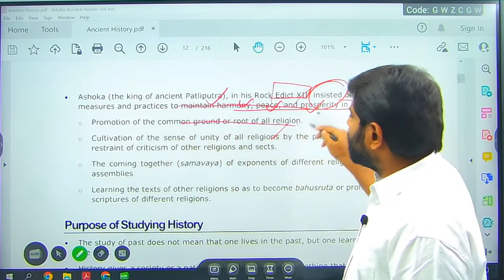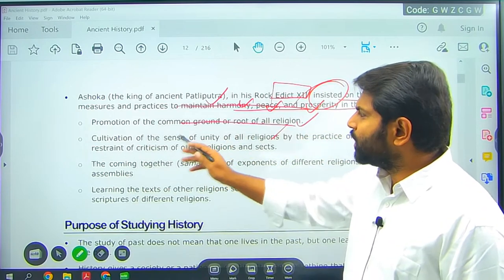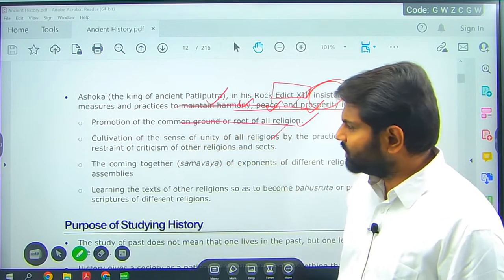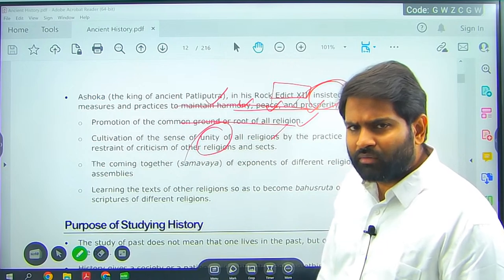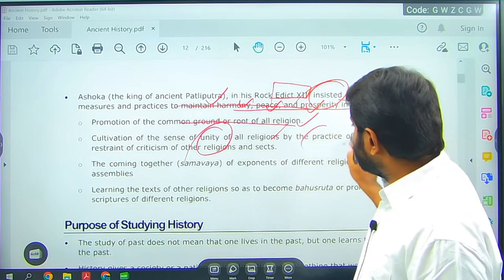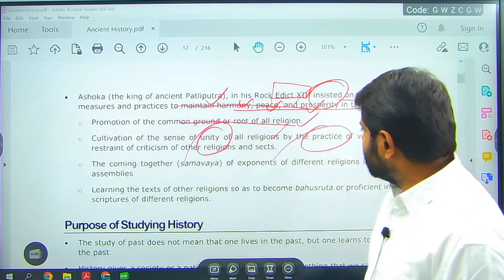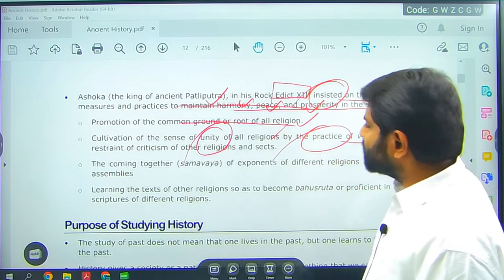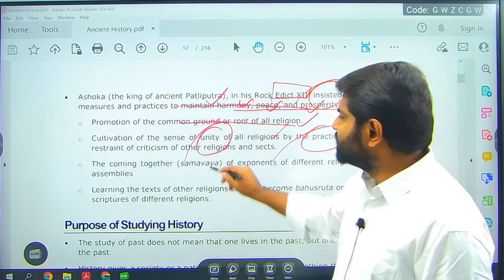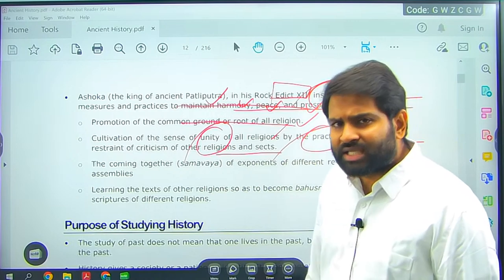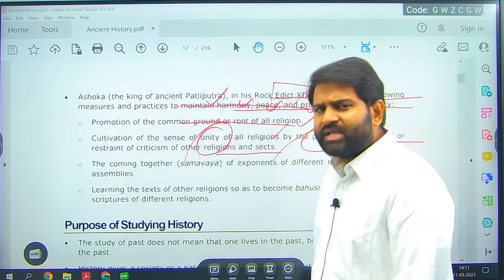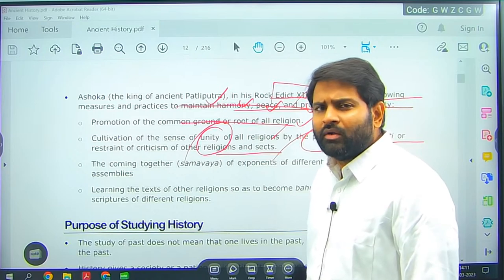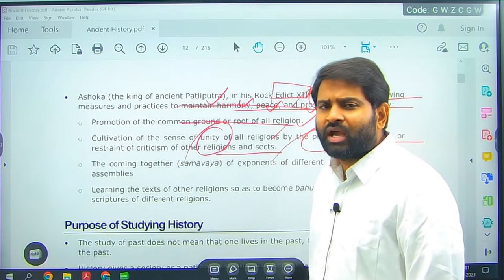First, promotion of a common ground or root of all religions. Second, cultivation of a sense of unity and diversity. Unity, fraternity, sisterhood, brotherhood. The practice of vachoguti, or restraint from criticism of other religions and sects. What do you need to have? Religious tolerance. Isn't it the basic principle of the society even now? This is the fundamental principle of this society, religious tolerance.